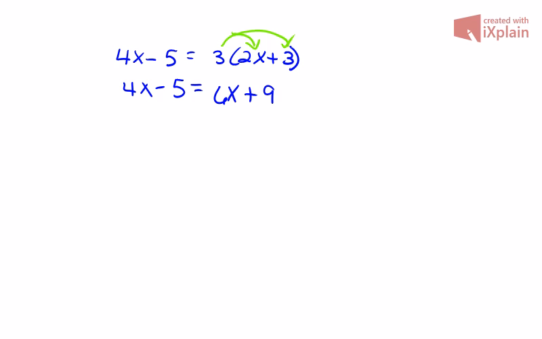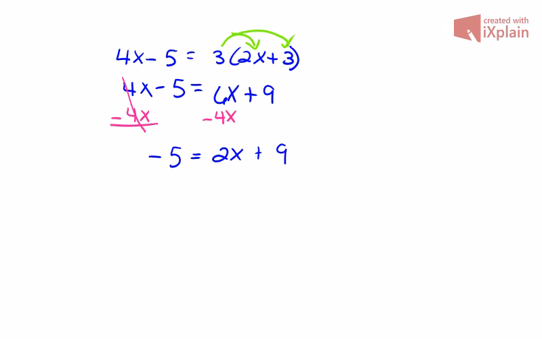So now you have a choice. To get all the x's on one side of the equation, you could subtract 4x from both sides, or you could subtract 6x from both sides. I'm going to subtract 4x from both sides. And 4x minus 4x is 0. So what we have now is negative 5 is equal to 2x plus 9.